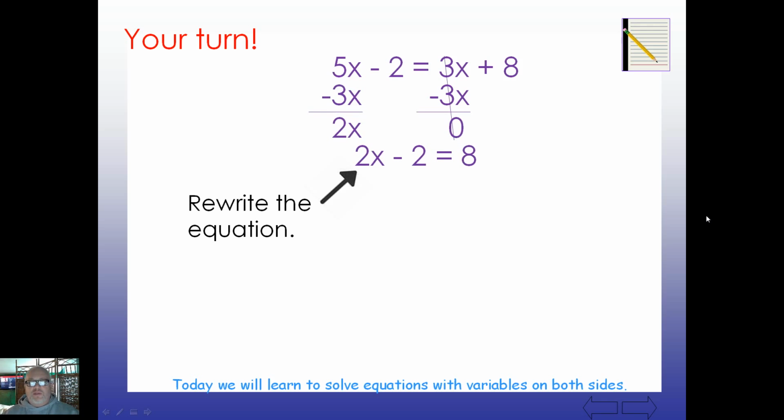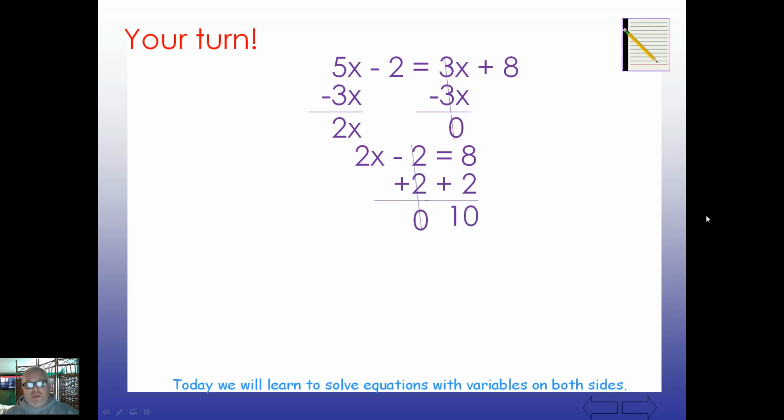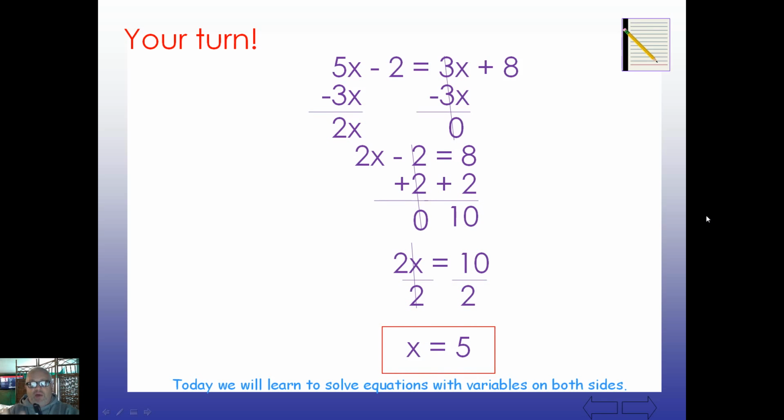Now, back to a few lessons ago, get rid of what's farthest away, which is going to be that subtracting 2. So I'm going to add 2 not to one side, but to both sides, and we end up with a nice straightforward problem. 2x equals 10. We know that the only number in the universe that works is going to be 5. And sure enough, guess what? X equals 5. Plug a 5 in there at the very top of that equation. The 5x and the 3x, you put a 5 in there, you'll get two sides equaling the same thing.